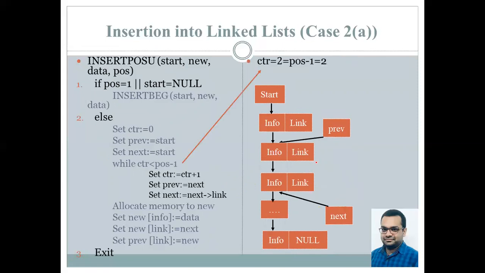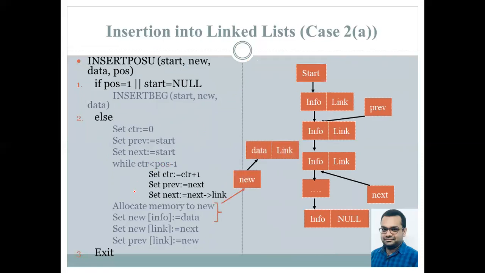Now in the next iteration, the value of counter, which is 2 now, will be compared to position - 1, that is 2. Now these two are equal, and therefore this check of less than fails over here. So therefore these statements will not be executed. Now we'll allocate the memory dynamically to the new node, and its information part will be assigned the value of data using this statement.